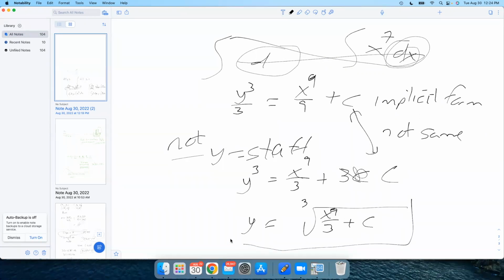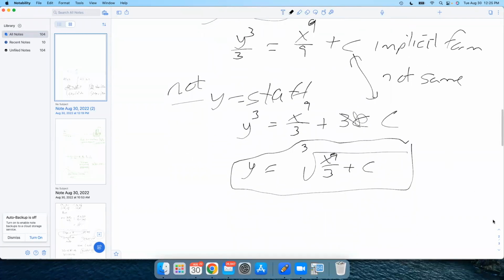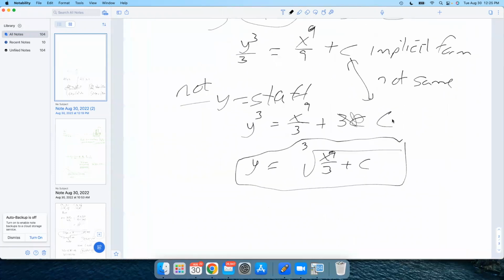So here is my solution. Notice I couldn't just wait until the end and put plus C at the end. Now, here's where this kind of stuff right here matters. Whether I kept that as a 3C or just a C, whether I changed the name on it, I had these two different versions.